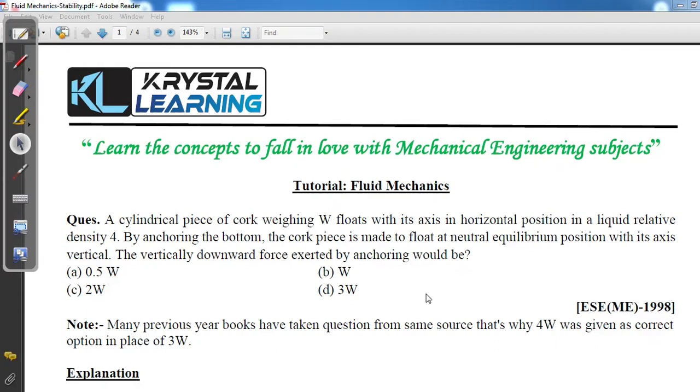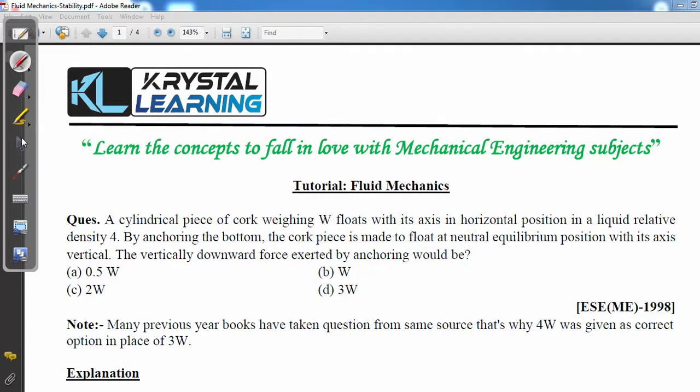A little bit old. Because of the options given in this question, in many previous years' books the option is wrong. The option is given 4W because they copy from each other. So if a mistake is done in one book, then this goes on in other books also. But in a few references, you will find the right option, that is 3W. So today we will prove this.